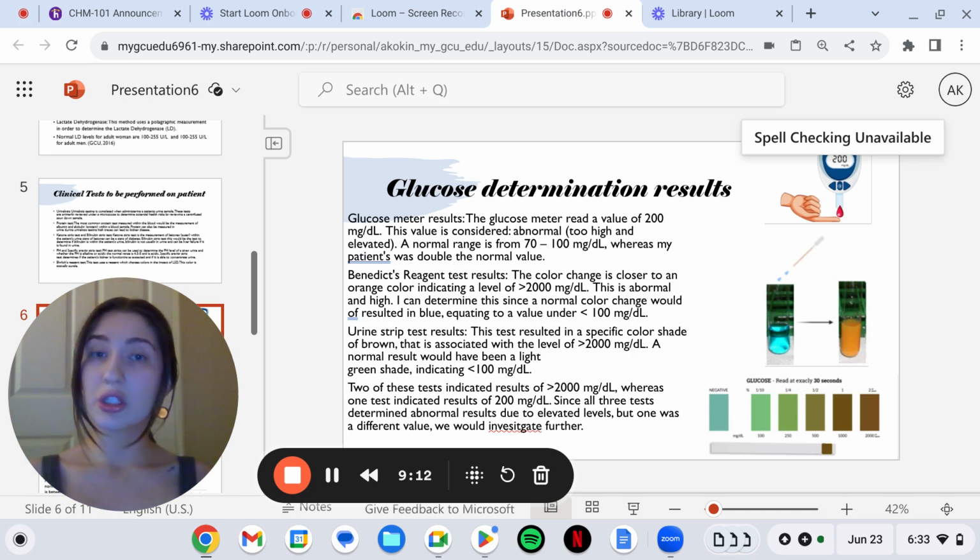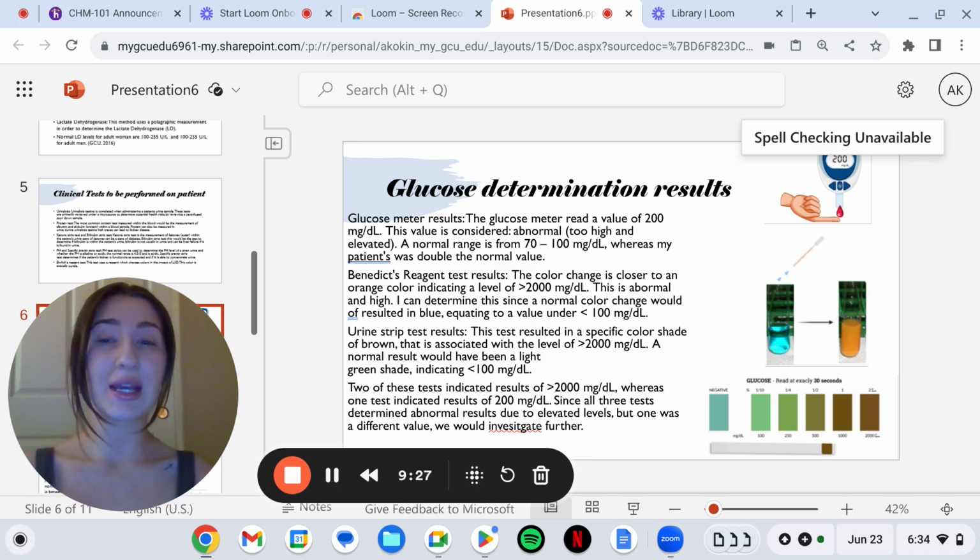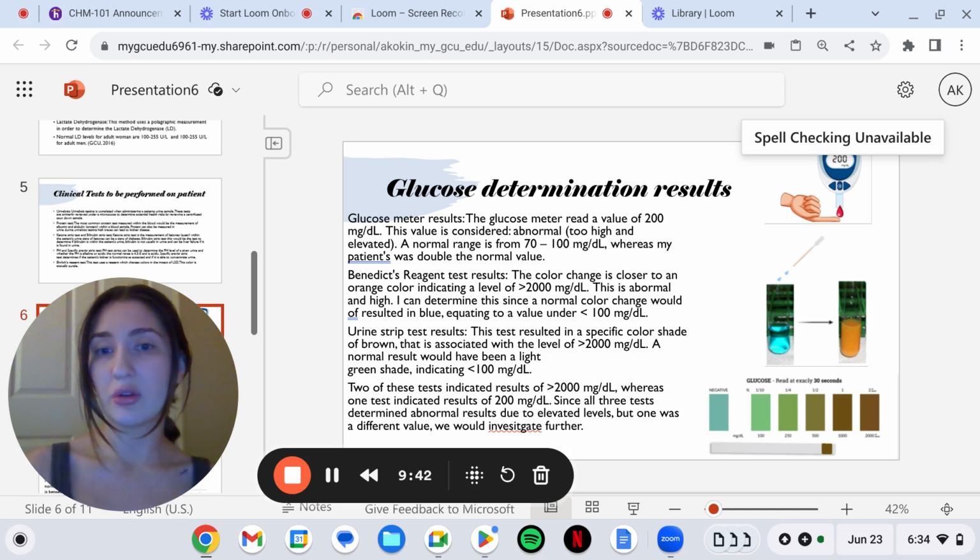So the glucose determination results for my patient X was the glucose meter read a value of 200 mg/dL. This value is considered to be abnormal as it is too high and elevated. A normal range is from 70 to 100 mg/dL, whereas my patient's was double the normal value. So that is considered to be abnormal already for the glucose meter result.